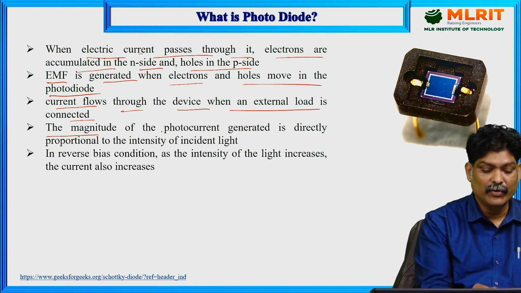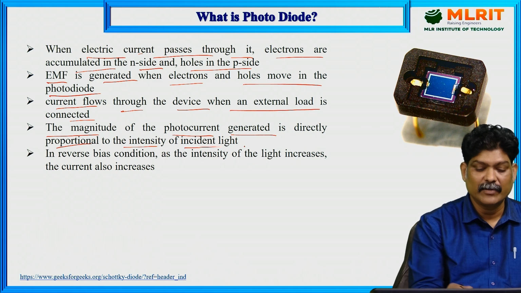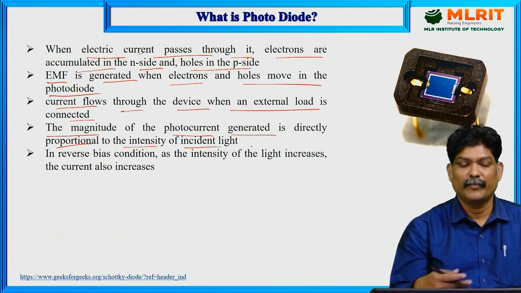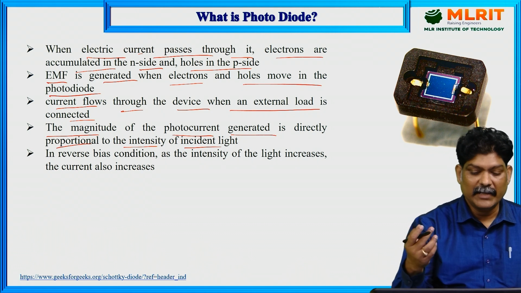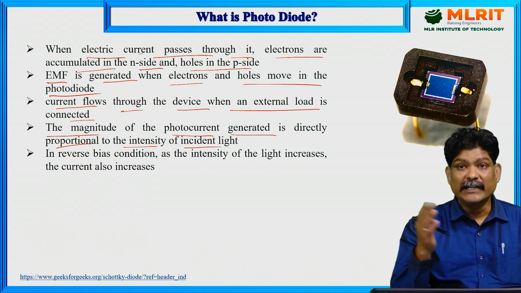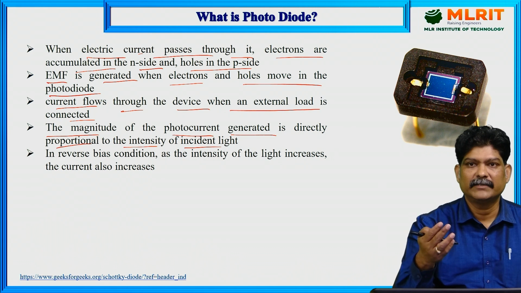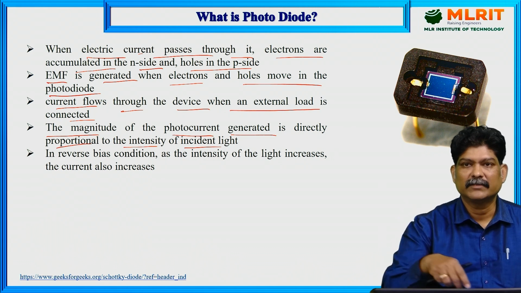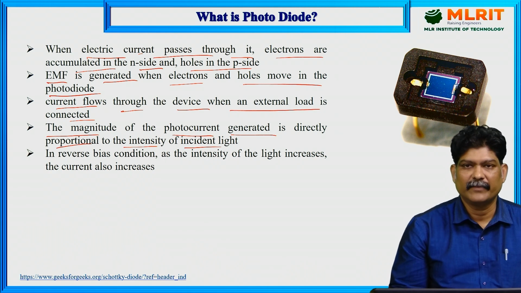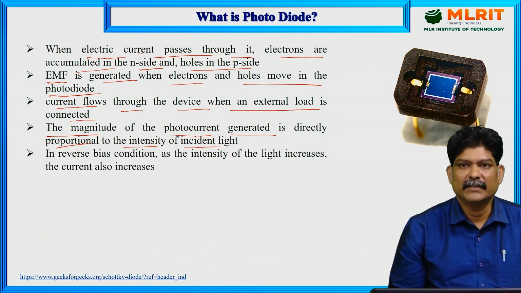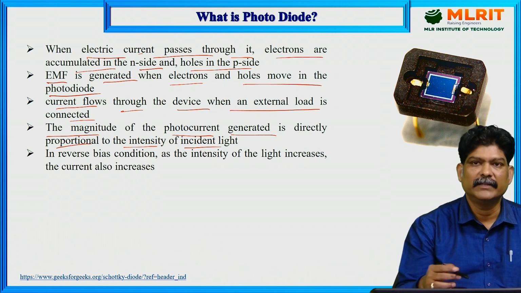The magnitude of the photocurrent generated is directly proportional to the intensity of the incident light. So obviously the magnitude of the photocurrent, I, is directly proportional to the intensity of light energy. Whatever the intensity of light that strikes the photodiode surface, the magnitude is proportional to it.